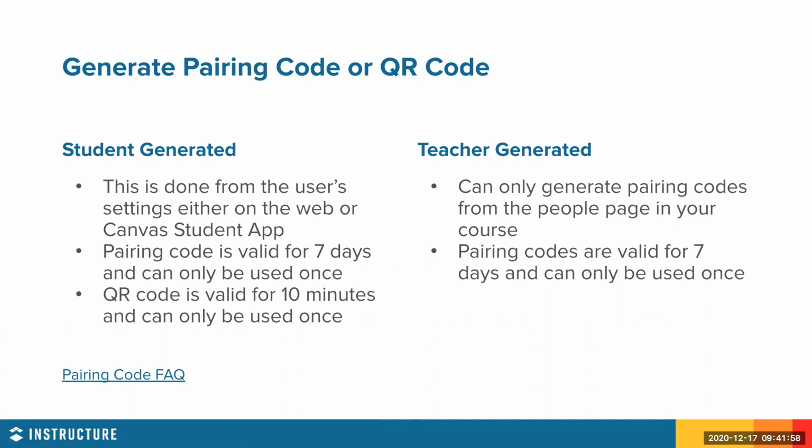The pairing code is valid for 7 days, and it can only be used once. So if they have multiple parents who are wanting to observe them in Canvas, they'll need to generate a pairing code for each parent. And again, each of those codes is only valid for 7 days and can only be used once. If they generate a QR code, that's valid for 10 minutes and can only be used once. So again, they'd have to generate multiple QR codes for multiple parents.